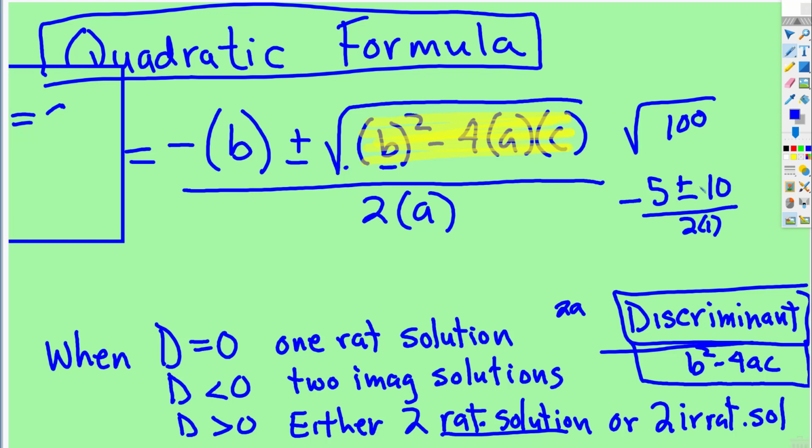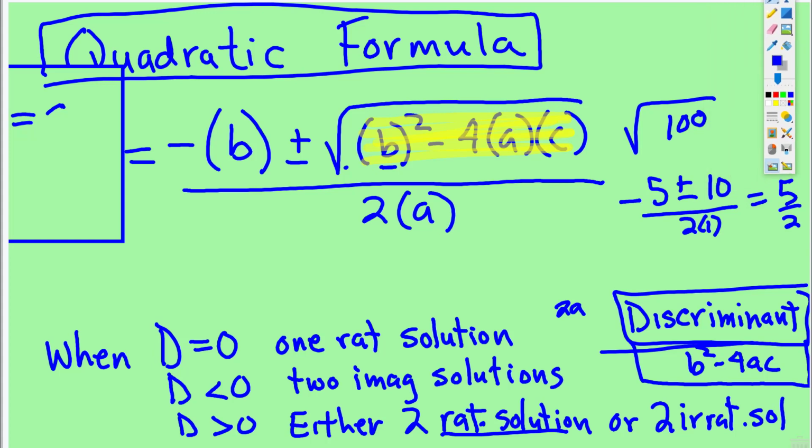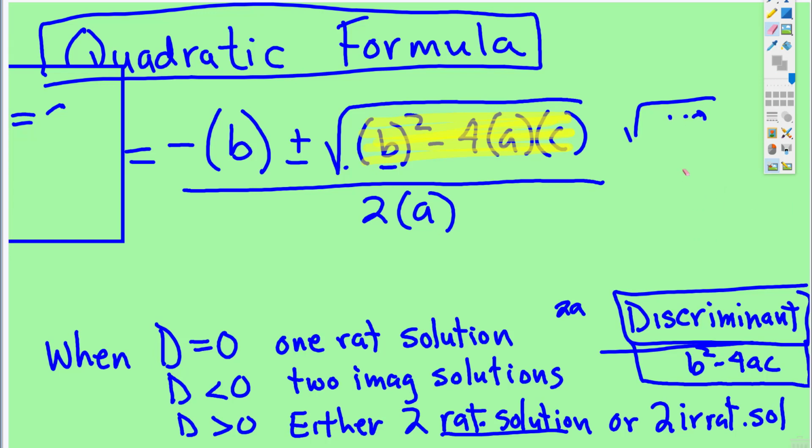Well, -5 plus 10 is 5 over 2. Well, that's a rational number. And then -5 subtract 10 would be -15 over 2. Those are two rational numbers. So that's one possibility if d is greater than 0. If it's a perfect square, it will be two rational solutions.